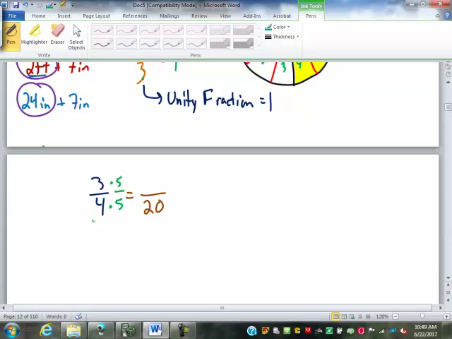So the numerator has to also be multiplied by 5. 3 times 5 is 15. So 15 over 20 has exactly the same value as 3 over 4.